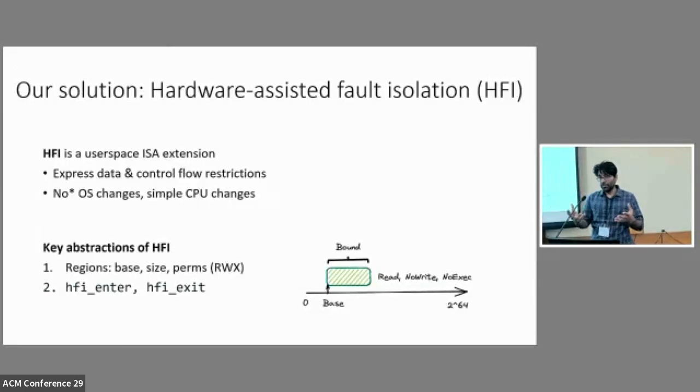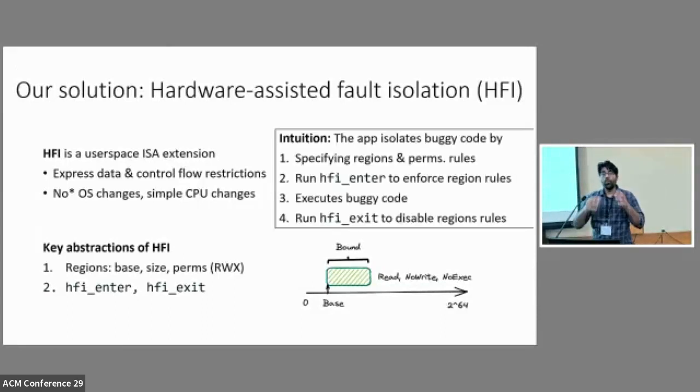The second primitive we have is a couple of instructions called HFI enter and HFI exit. And the intuition looks like this. An application can isolate buggy code by specifying regions and their associated permissions, calling HFI enter, which enables all of the region's restrictions, executing the potentially buggy code that it wants isolated to these regions, and then calling HFI exit to disable the protections. So hopefully all of this is relatively straightforward.